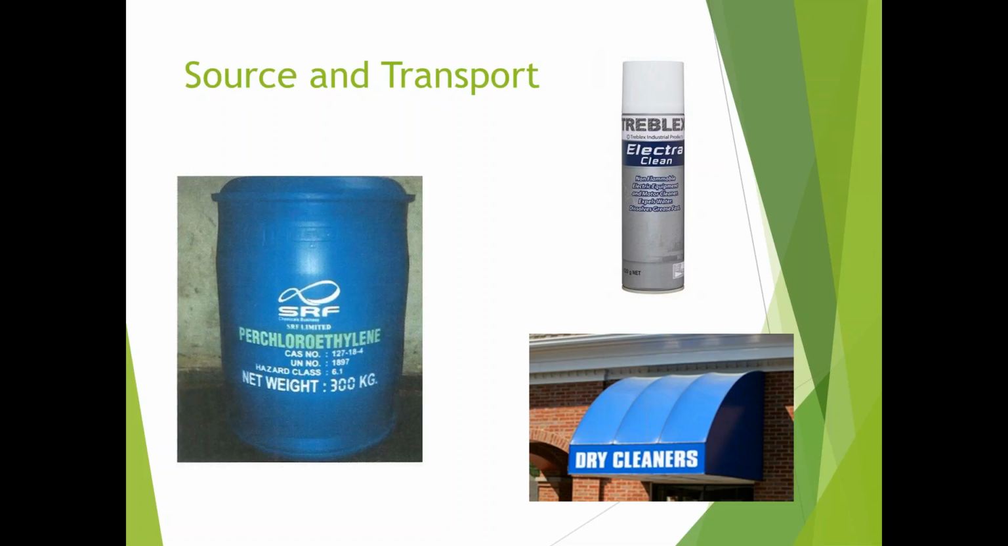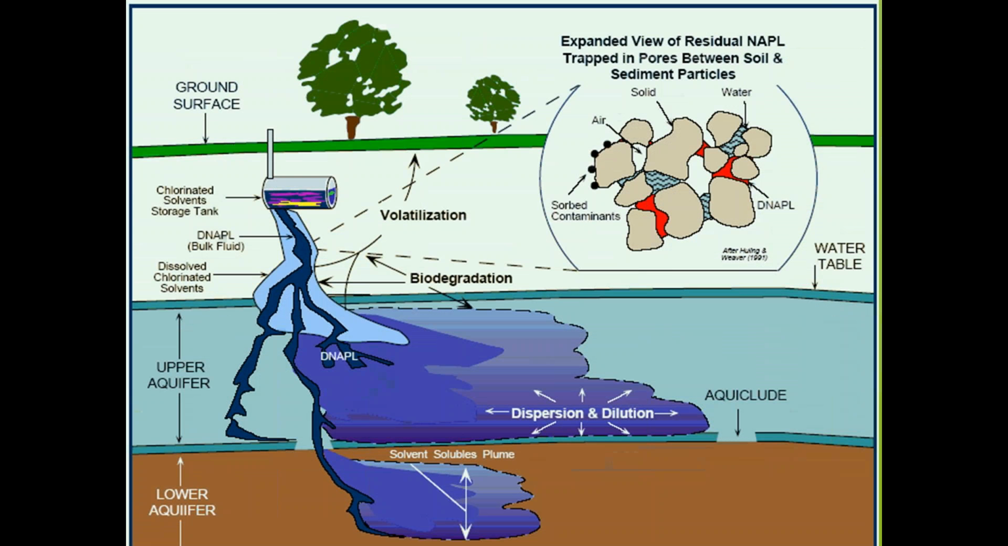If released to the surface, PCE and TCE will typically volatilize very quickly and/or become photodegraded by the sun. Remember, these are volatile compounds. Once in the subsurface, however, they tend to be much more persistent and degradation rates are much slower, and oftentimes the release itself is actually occurring in the subsurface.